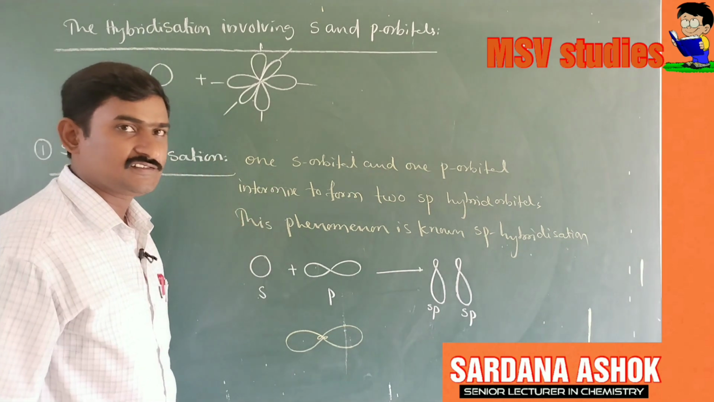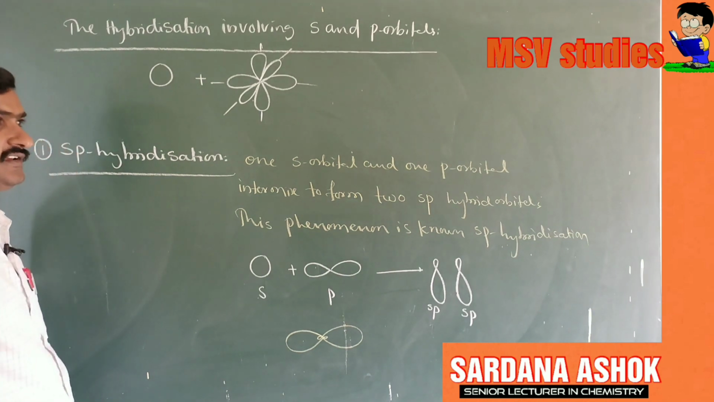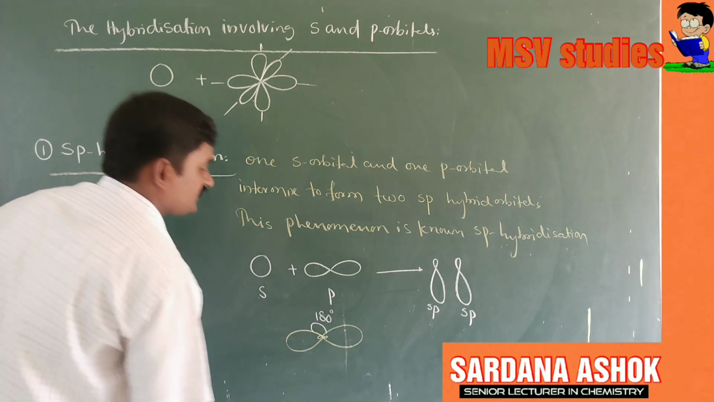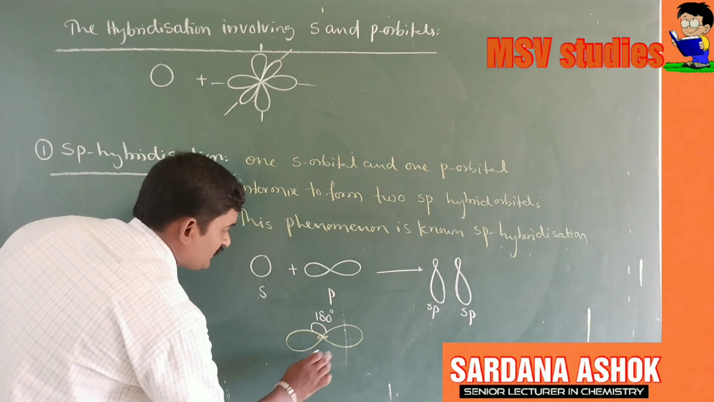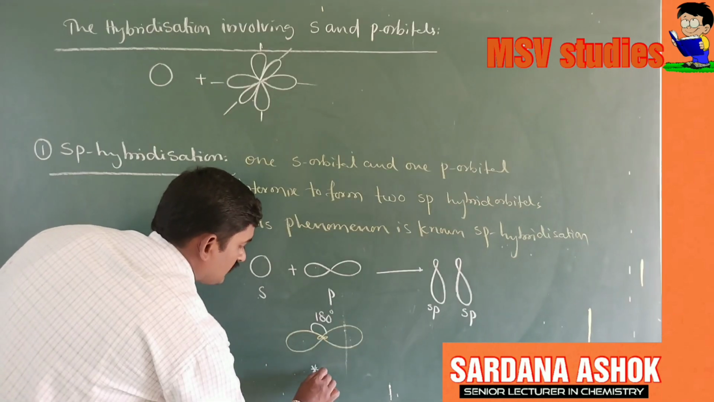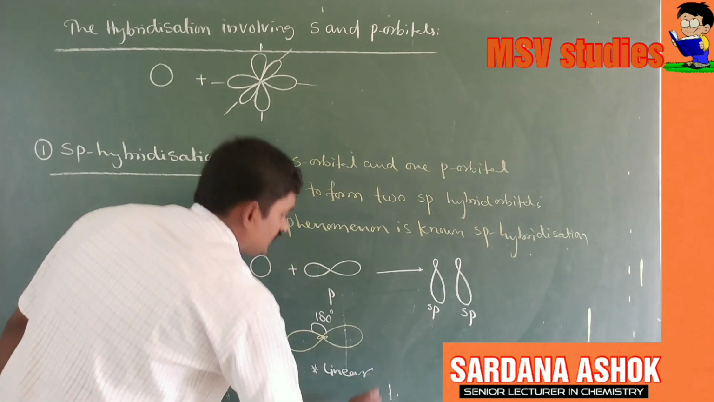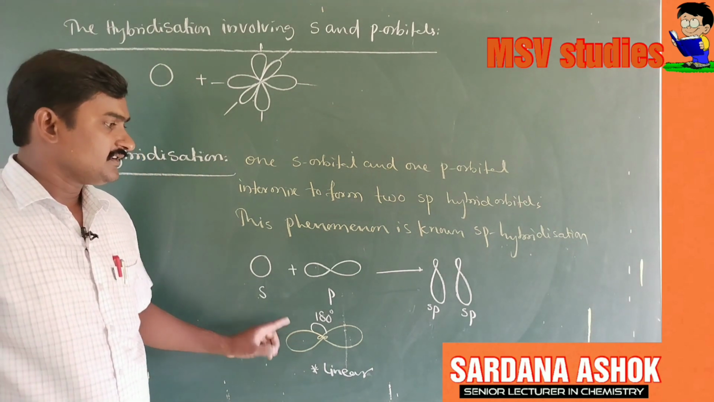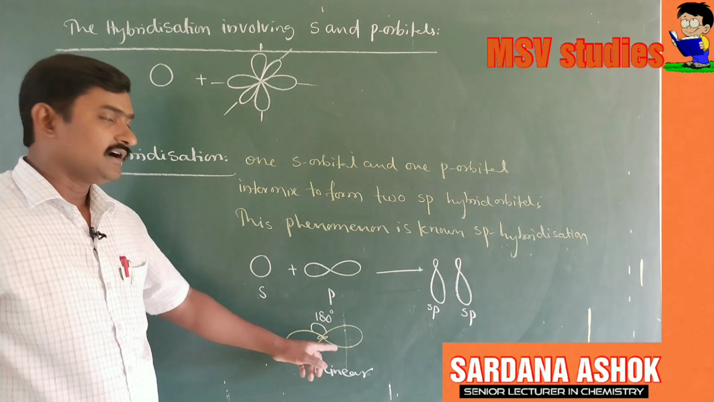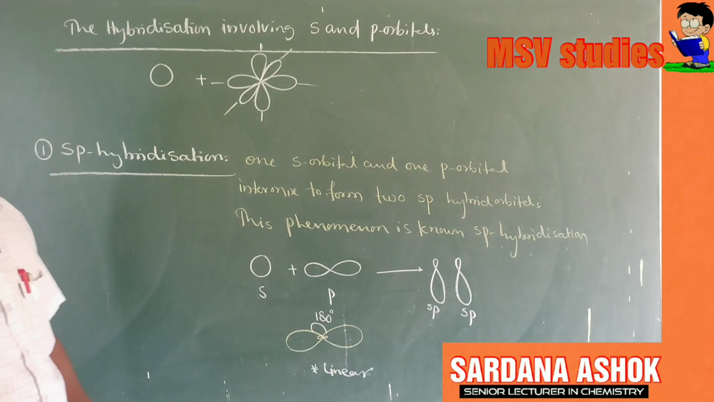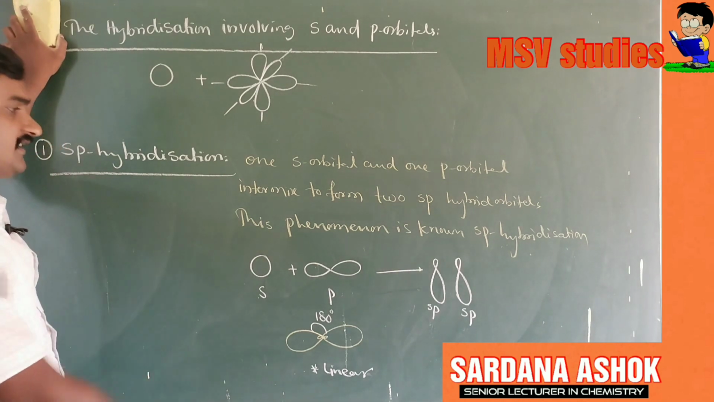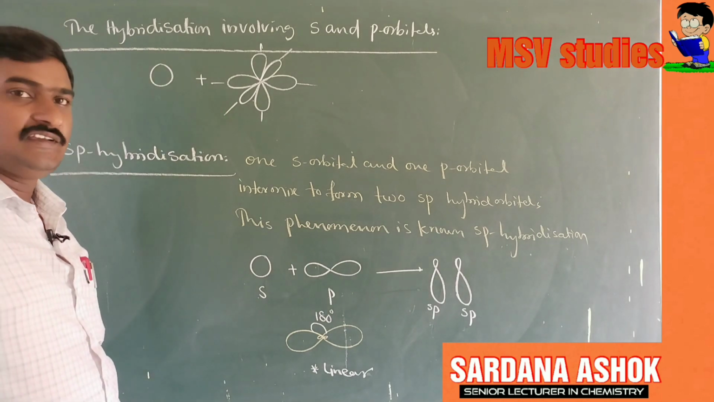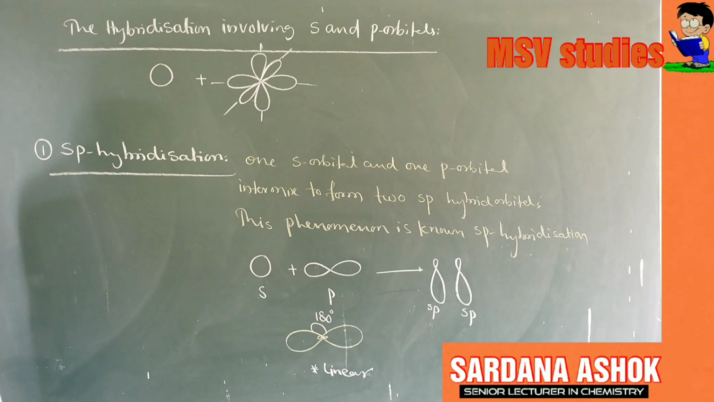Both sp hybrid orbitals are oriented exactly opposite to each other, and the angle between these two hybrid orbitals is 180 degrees. The arrangement of these hybrid orbitals is known as linear. The shape of a molecule involving sp hybridization is also linear. So what is the molecule in which the central atom possesses sp hybridization? That we have to discuss.